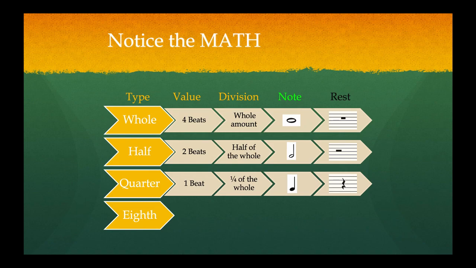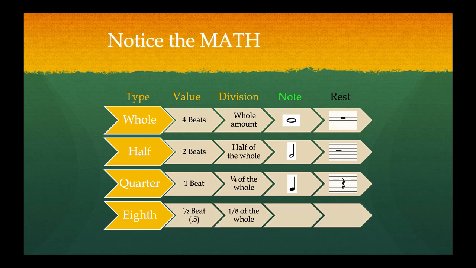Then we'll take our whole and divide it into eighths. An eighth gets 1/2 of a beat. That's 0.5 of a single beat, because it's 1/8 of the whole. So an eighth note gets 1/2 a beat of sound, and an eighth rest gets 1/2 of a beat of silence.